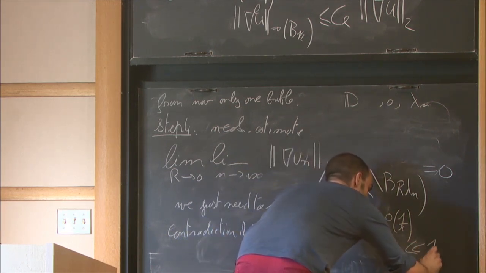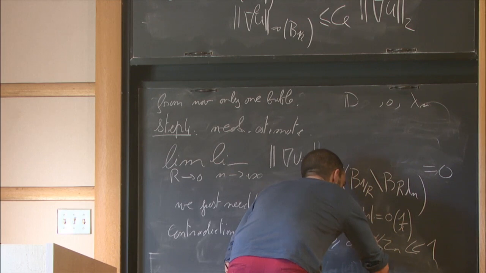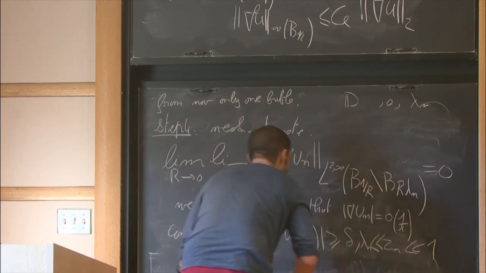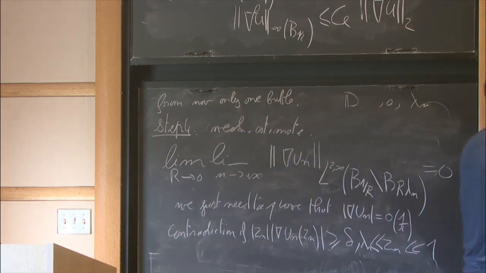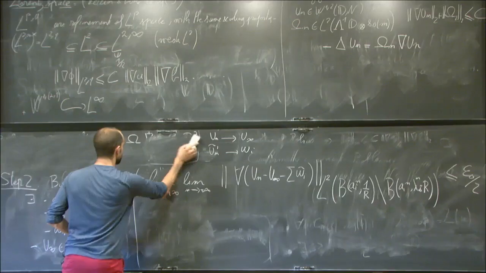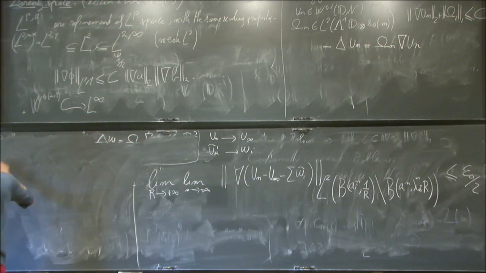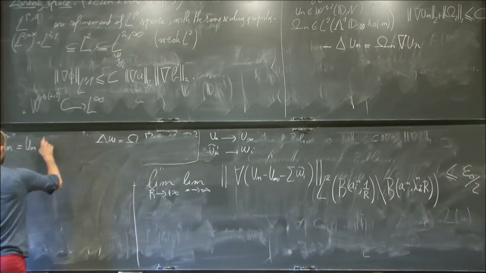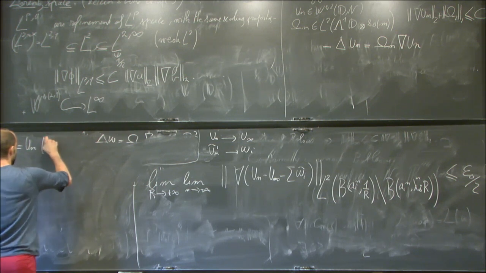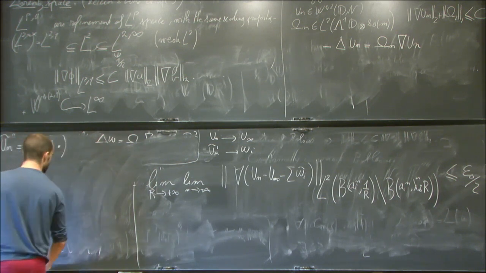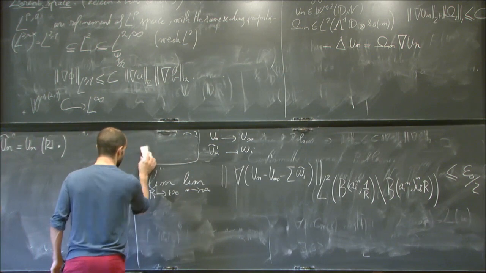the neck region, very small with respect to 1 and very big with respect to lambda n, then we just rescale at this scale. So you consider un tilde equal un of Zn rescaled by the size Zn.